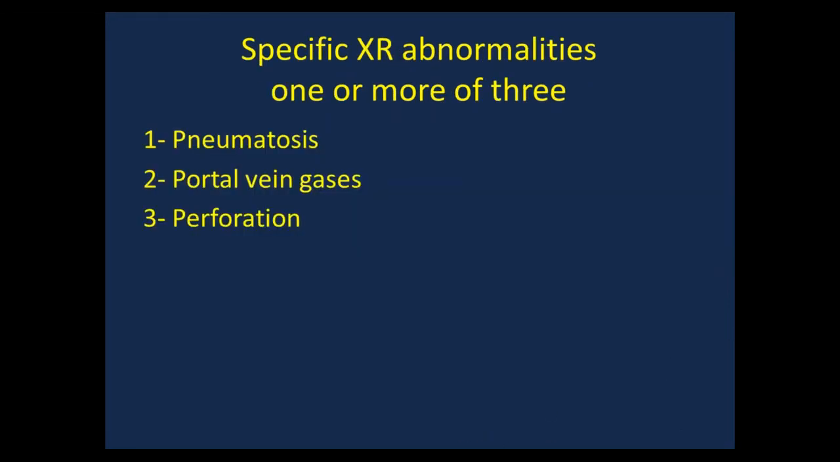If you are still relying on X-ray for assessment of necrotizing colitis, in fact, X-ray has only three main specific abnormalities to diagnose necrotizing colitis. First, pneumatosis intestinalis. Second, presence of portal venous gas. Third, presence of perforation.